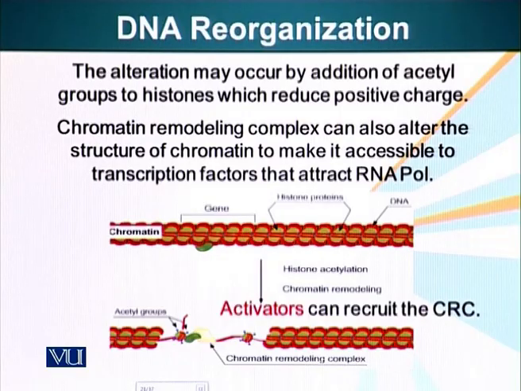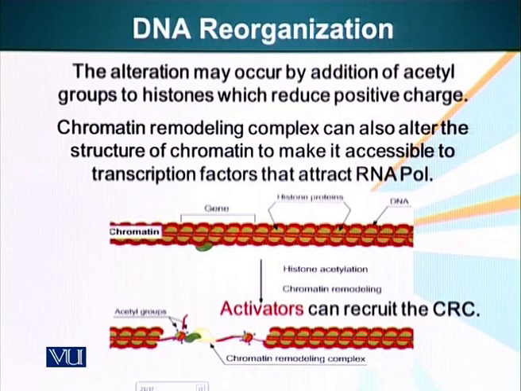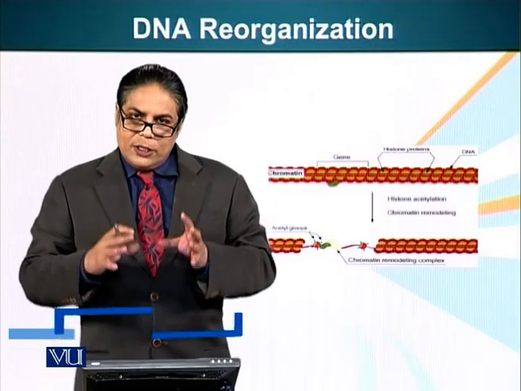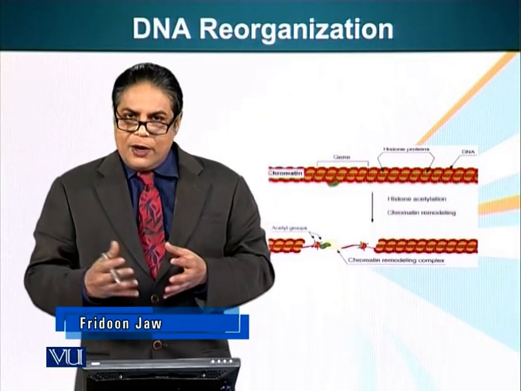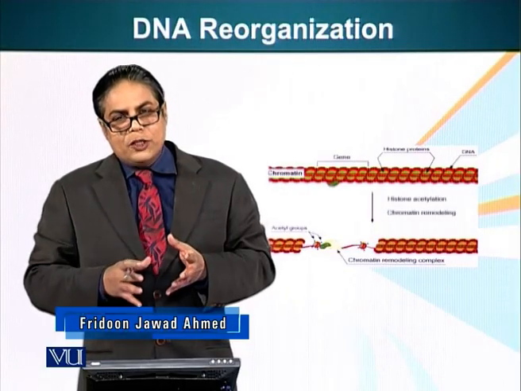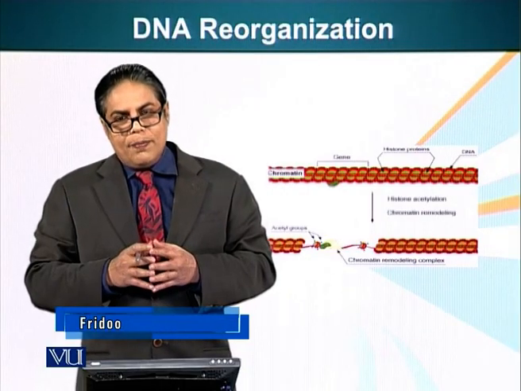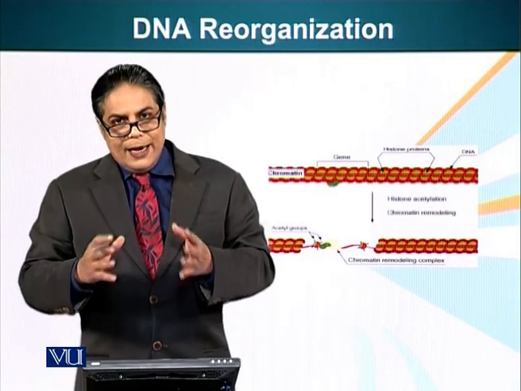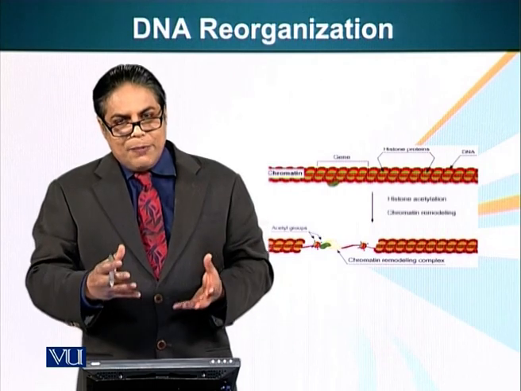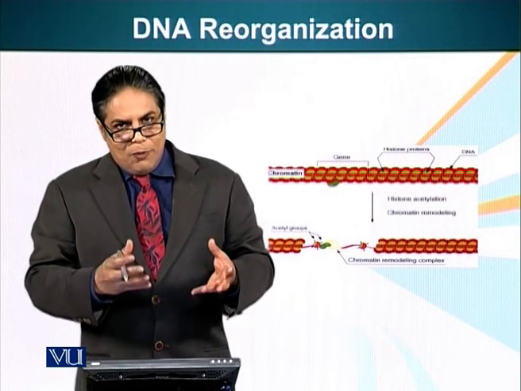But things don't end here. The requirement for transcription in eukaryotes is still different. We saw in prokaryotes, RNA polymerase could directly bind the promoter. That is not the case in eukaryotes. We will see how RNA polymerase is able to bind the DNA with the help of other factors.